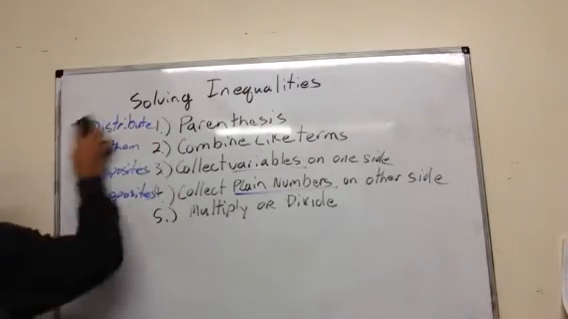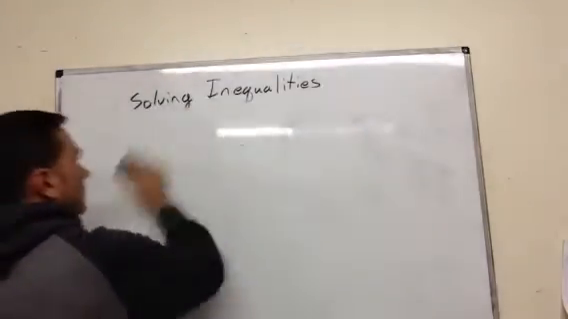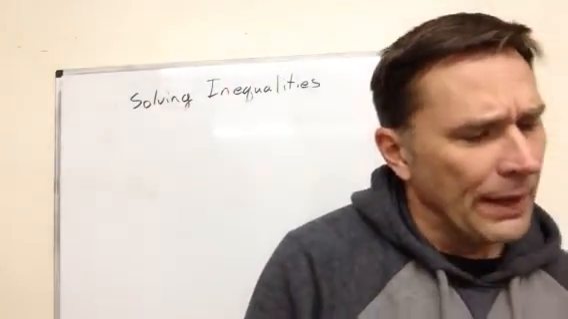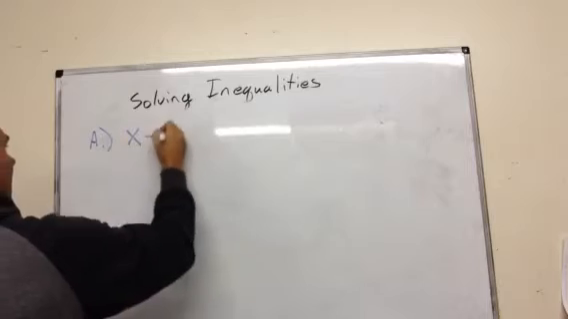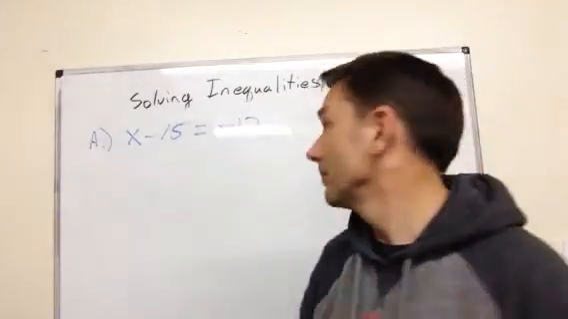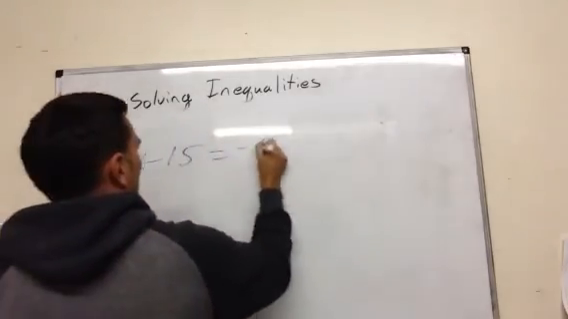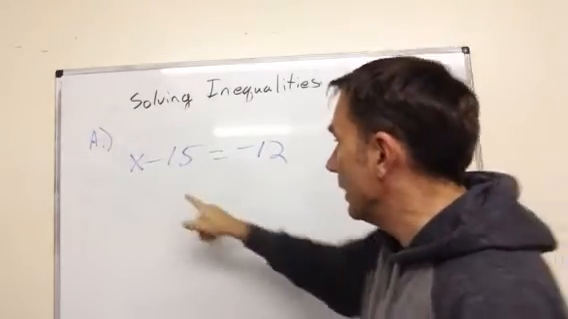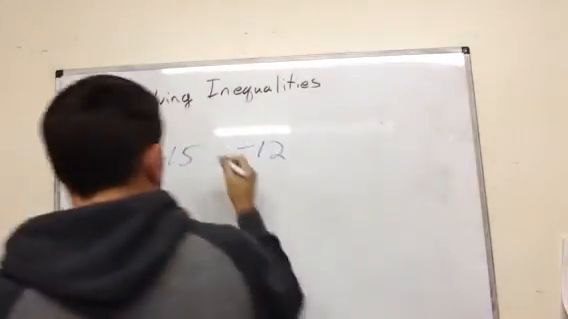So what does this look like? Let's say, and we're going to start easy, we're going to see problems like this. Here's our first problem. x minus 15 is greater than negative 12. Let's drop it down here. x minus 15 is greater than negative 12. Once again, we identify where our variable is. We don't want equals. We want an inequality. We want greater than. Let's throw a greater than sign in there.